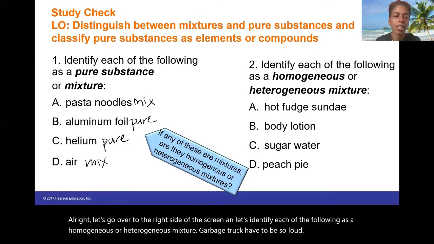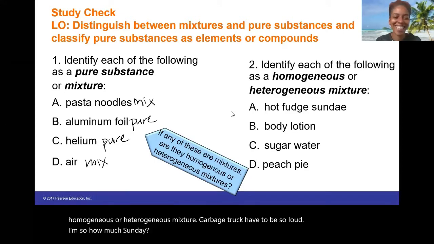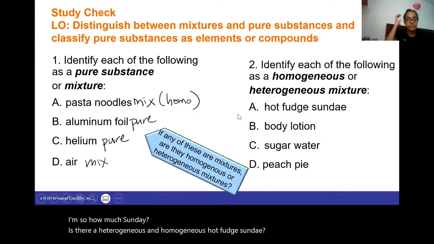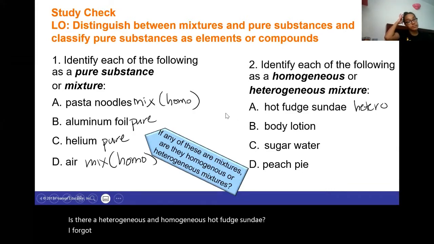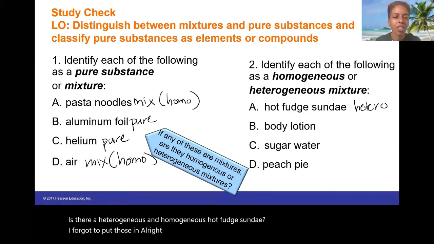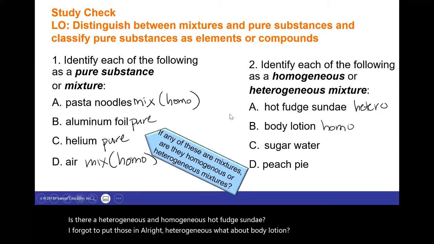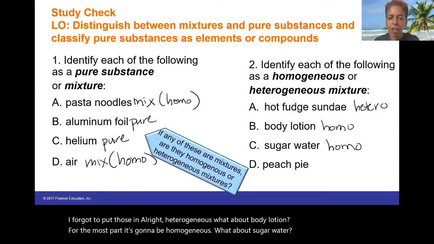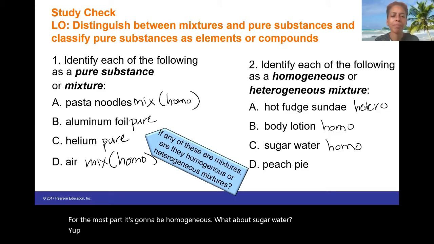So hot fudge sundae. Is that heterogeneous or homogeneous? Hot fudge sundae. Hetero. Yeah. Oh, I forgot to put those in. All right, heterogeneous. What about body lotion? Homogeneous. For the most part, it's going to be homogeneous. What about sugar water? Yep, homogeneous. And what about peach pie?